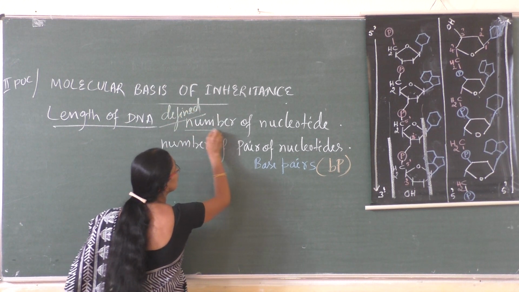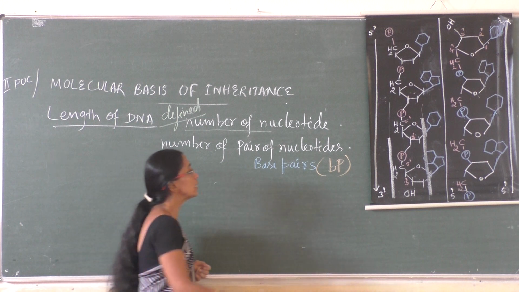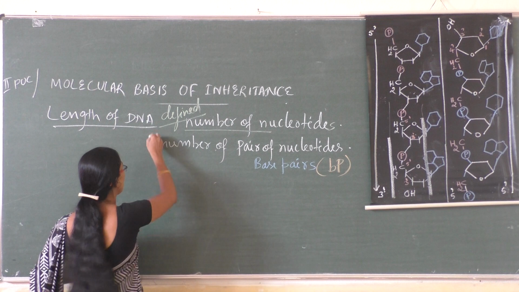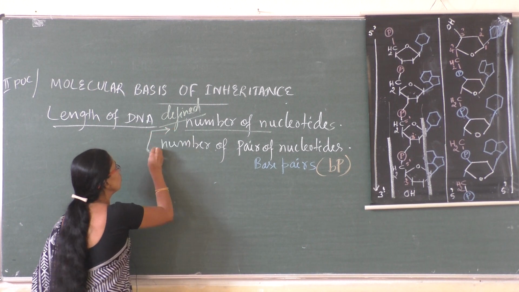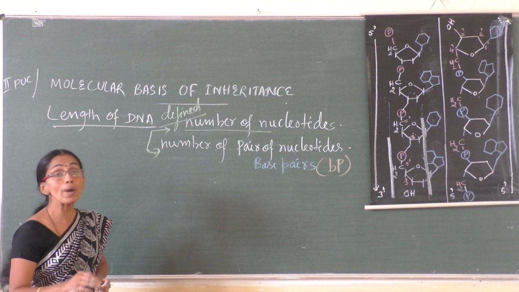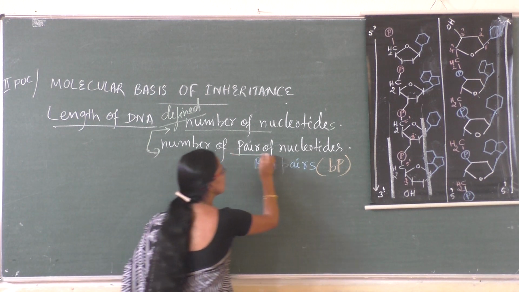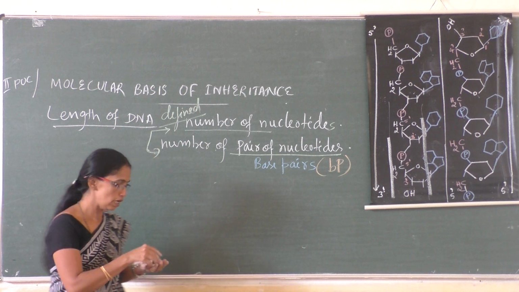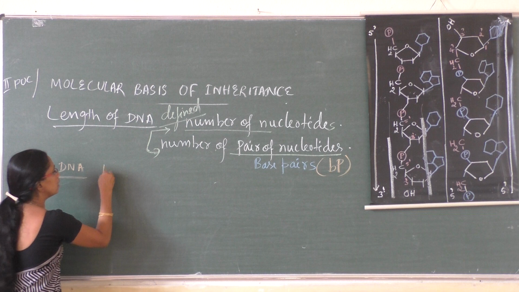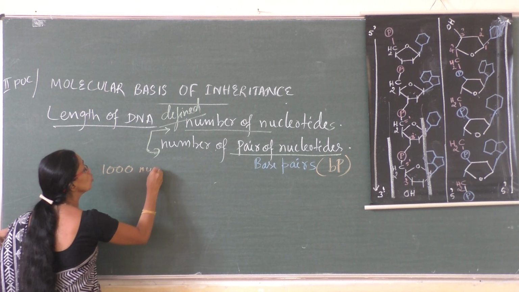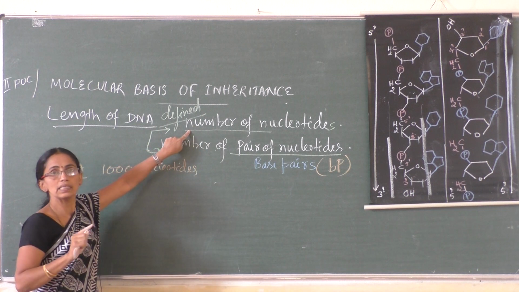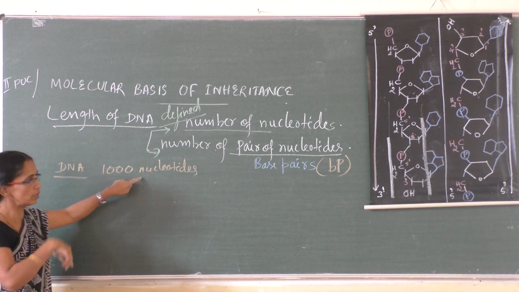Length of the DNA is always defined by telling the number of nucleotides in that DNA. That is one type. In few cases, by telling the number of pair of nucleotides. For example, think of your DNA. Now this DNA is having, I'll write as 1000 nucleotides. That is this method of telling, by telling the number of nucleotides, 1000 nucleotides.